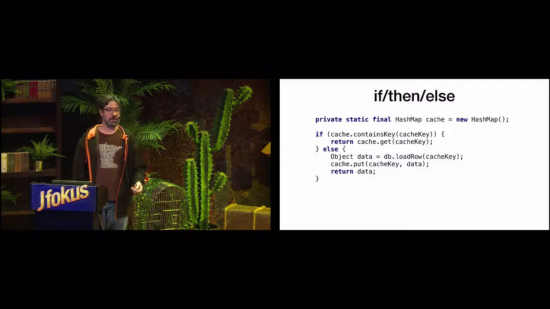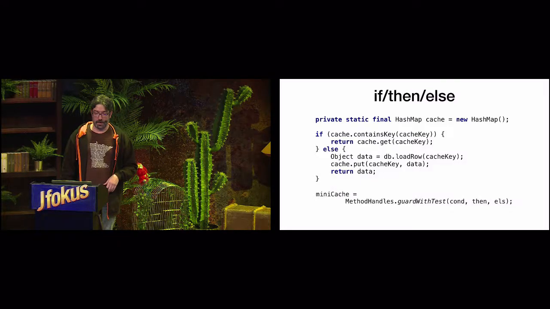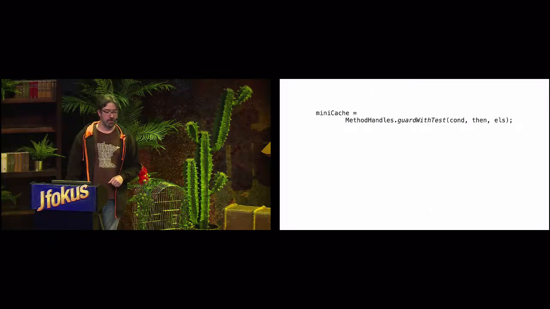If not, we go out to the database, insert this back into the cache, and then from then on, we'll return the cached result. So in the MethodHandles API, you do this with what's called guardWithTest. It's essentially an if-then-else. Could have been named if-then-else, but this is where to look for it. So I've got our guardWithTest that takes three different method handles: a condition handle, which will return a Boolean result, and then a then body and an else body.